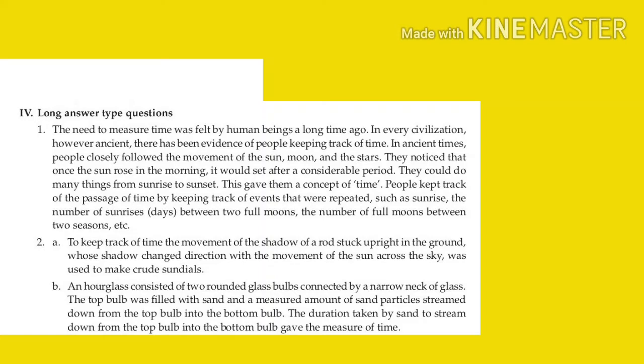People keep track of the passage of time by watching events repeat: the number of sunrises, the days between two full moons, and the number of full moons between two seasons. So like this they could track 1 month, 1 year.